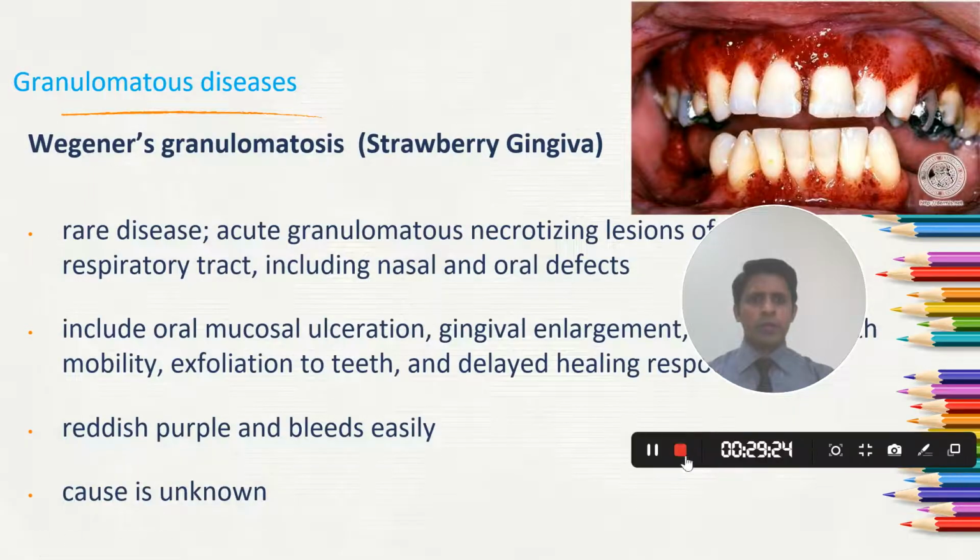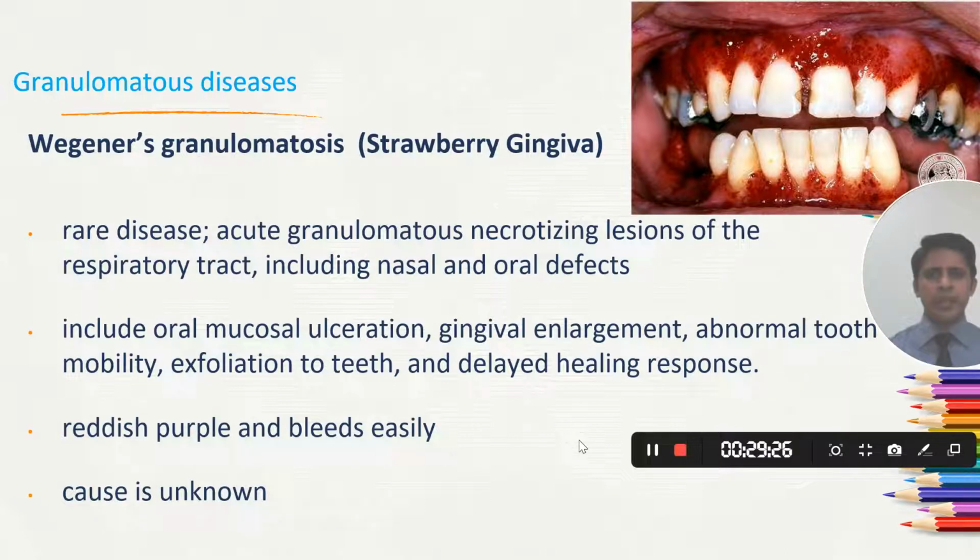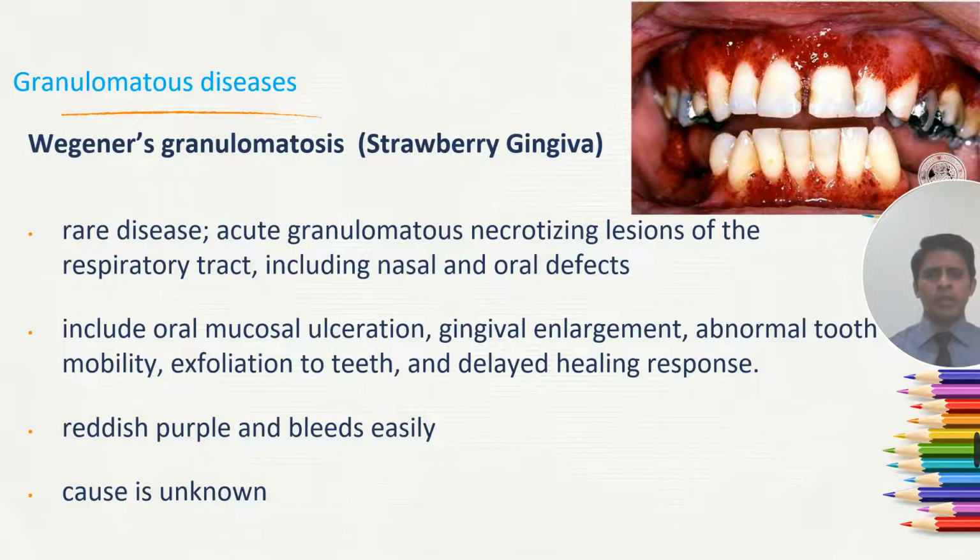Coming to the granulomatous diseases, Wegener's granulomatosis or strawberry gingiva. It is a rare disease, with acute granulomatous necrotizing lesions of the respiratory tract, including nasal and oral defects. It includes oral mucosal ulceration, gingival enlargement, abnormal tooth mobility, exfoliation of teeth, and delayed healing response. The gingiva is reddish purple in color and bleeds easily.